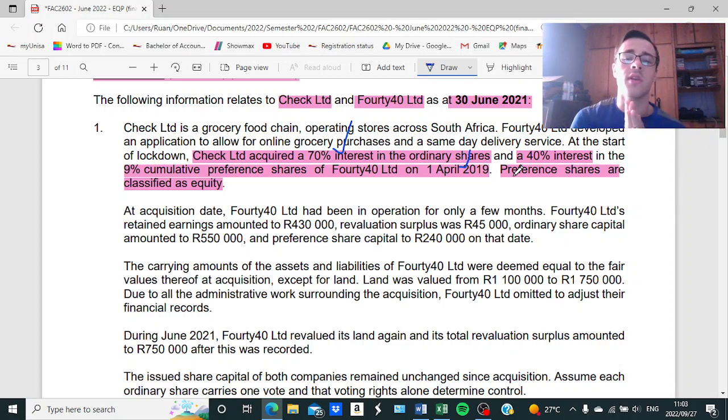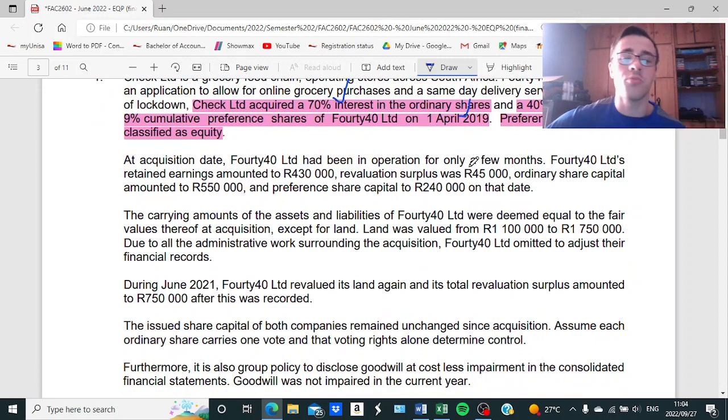So therefore we do not need to split any income and expense items for the subsidiary, meaning that we do not have to calculate a post-acquisition profit and a pre-acquisition profit, because the date of acquisition was in a previous period, it doesn't fall within the current financial year. The group was formed in a previous period.